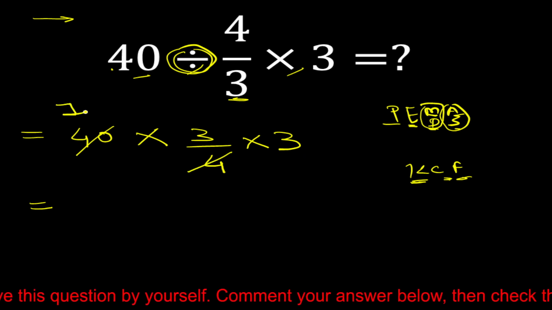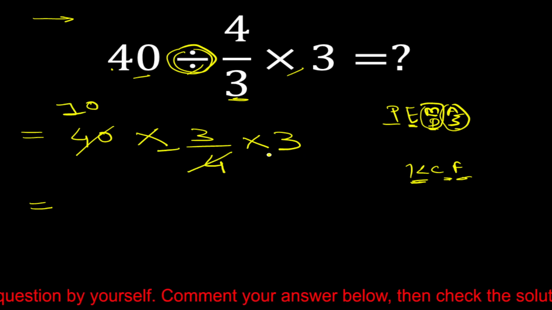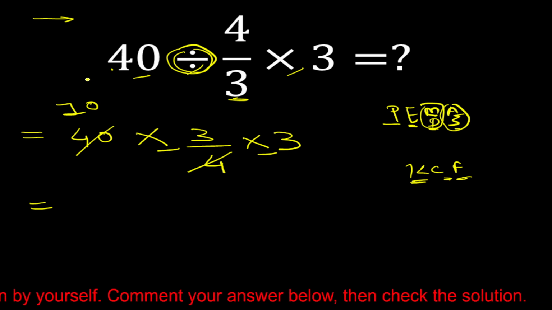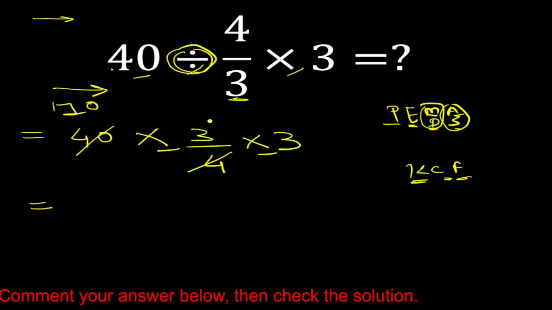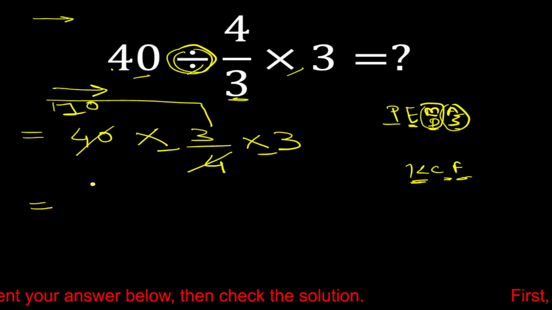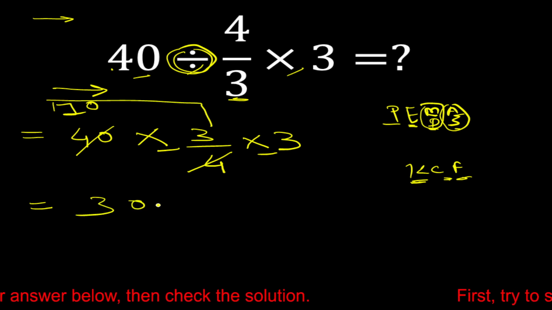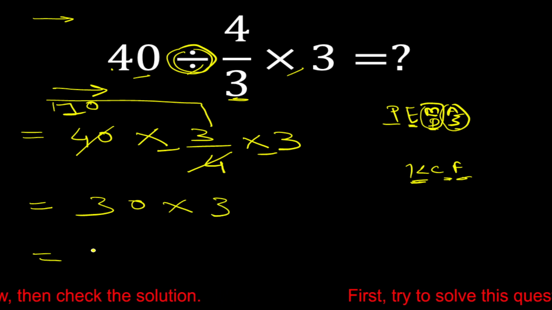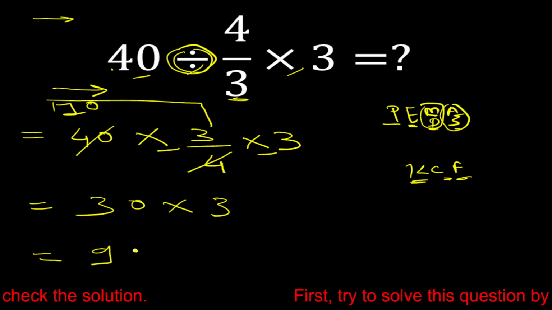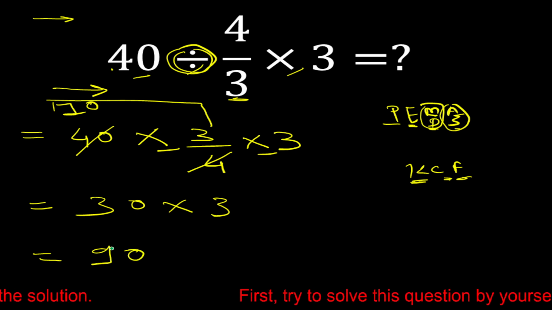So here is 10. Now here is multiplication and here is multiplication. Both have equal priority, so we have to solve it from left to right. So 10 multiply 3 is equal to 30. 30 multiply 3. Now 30 multiply 3 is equal to 90. So the correct answer is 90.